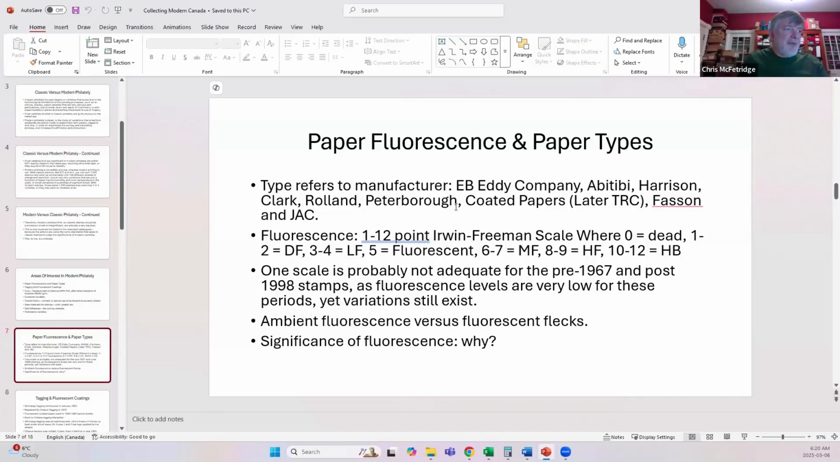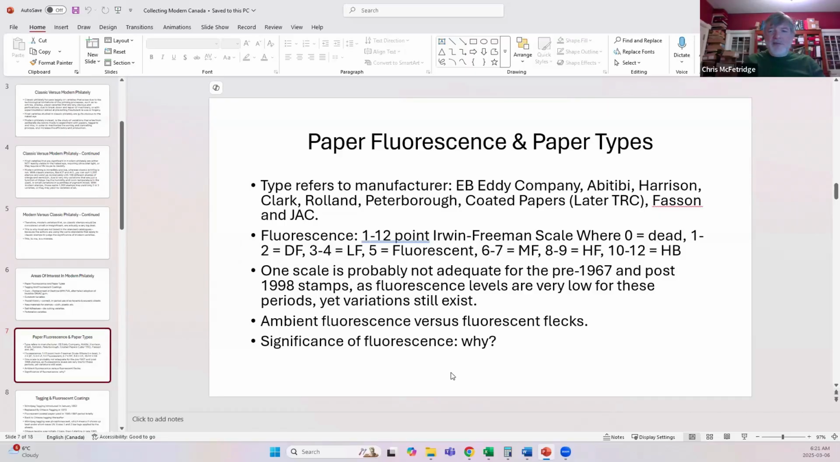So when you're studying this, one of the things you look at too, and it gets very complicated, is ambient fluorescence versus fluorescent flecks. So the paper can have an overall fluorescence level that appears a certain way, but then inside the paper, when you're looking at it, you can see brighter flecks in the paper pulp that are brighter than the actual overall fluorescence level.